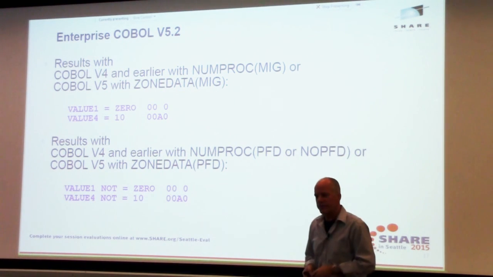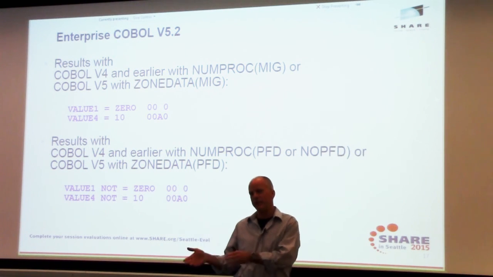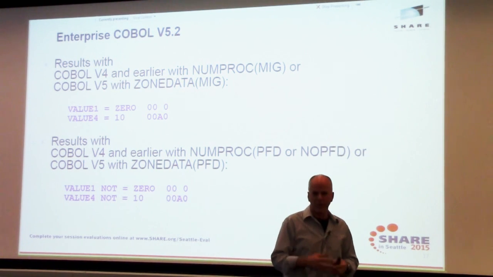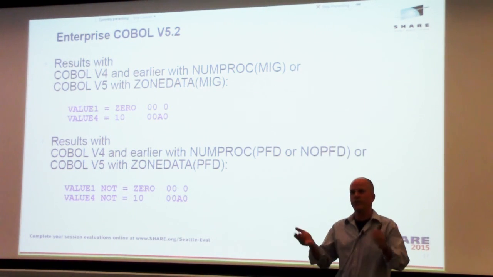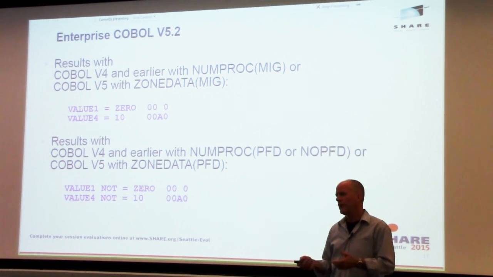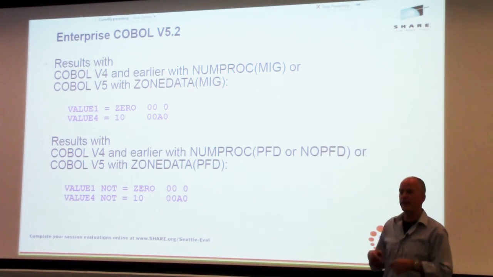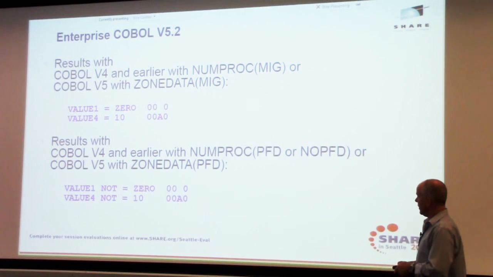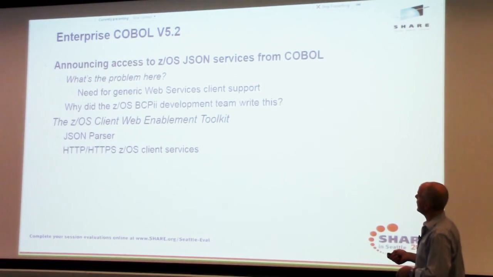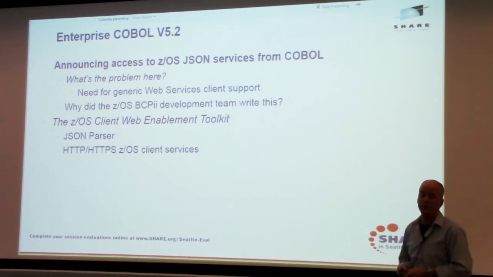One option for us in COBOL would be to generate exactly the same code in version 5 that we generate in version 4, but then there would be no performance benefit. You have compatibility and no real reason to recompile. So we're choosing to try to help customers get to the more efficient generated code of COBOL version 5. Okay. Another thing we announced with 5.2 in January was access to z/OS JSON services.